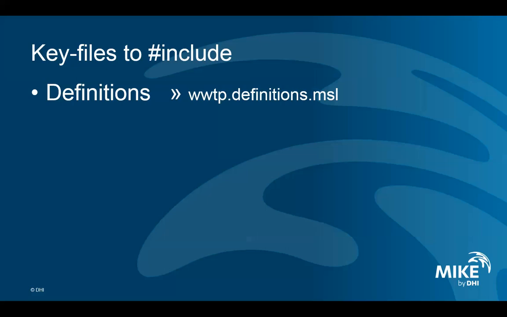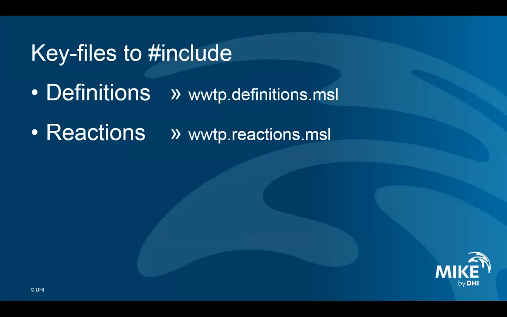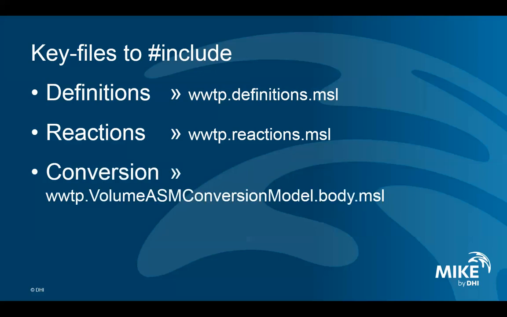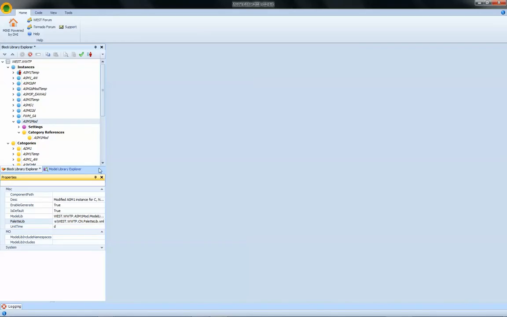The first file is a definition file. It indicates the components, the state that form the state vector of my new category, the reactions, the list of processes of my new category, and the conversion file, which describes the GUI matrix of my new category. I have to add these three files to respectively the definitions MSL, the reactions MSL, and the volume ASM conversion model body MSL. This is what I'm going to do next.